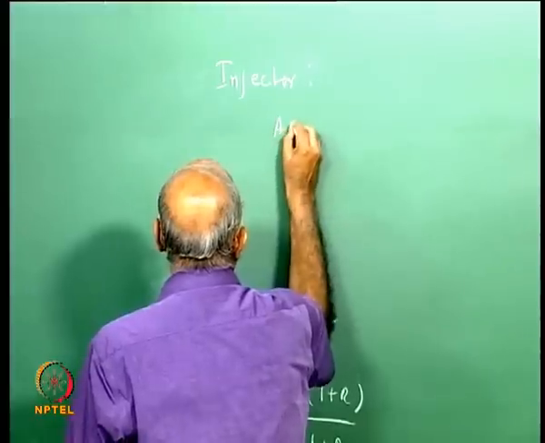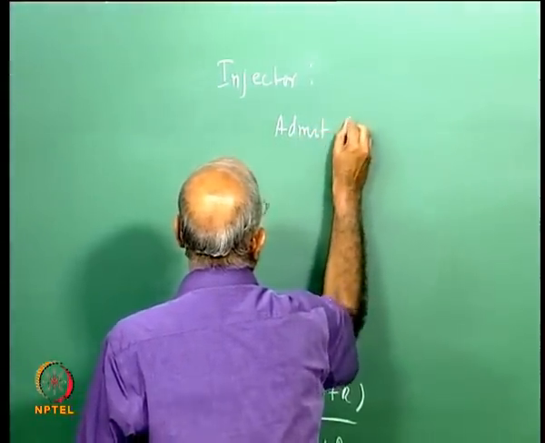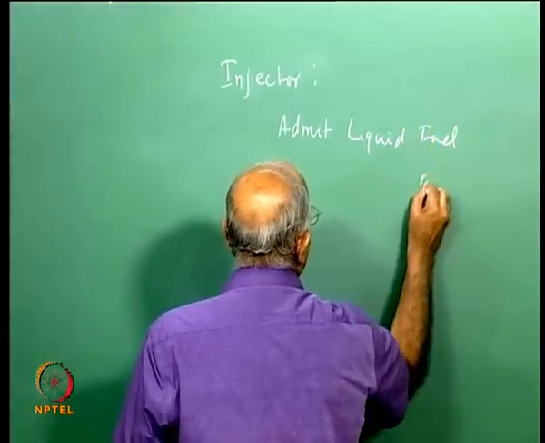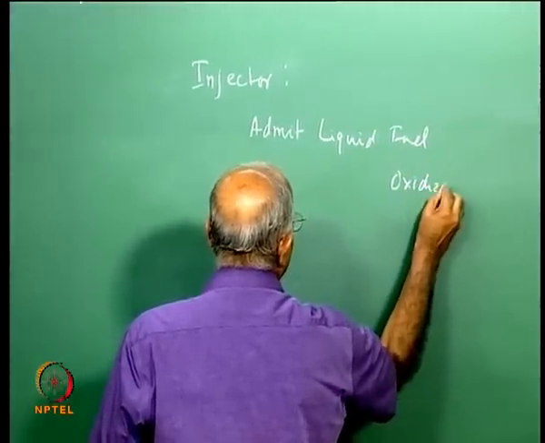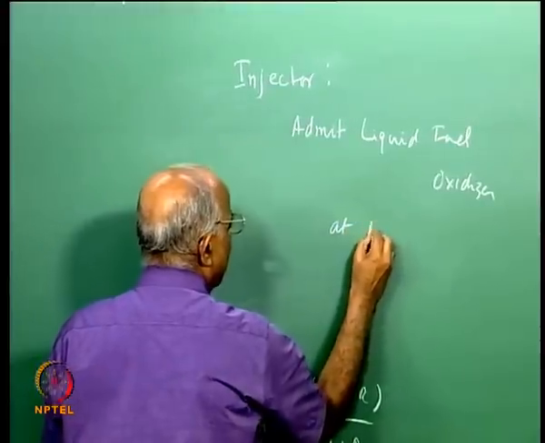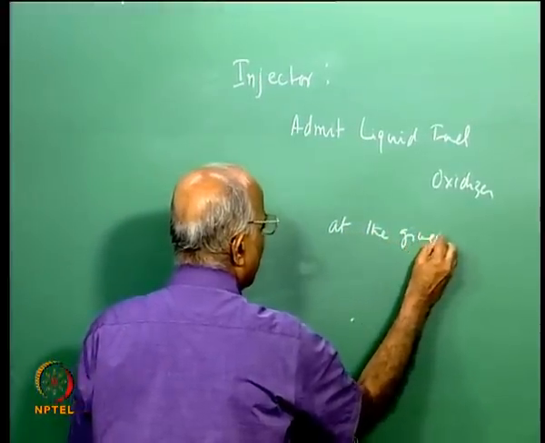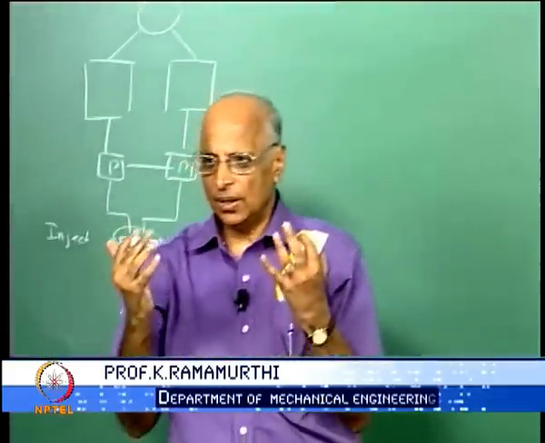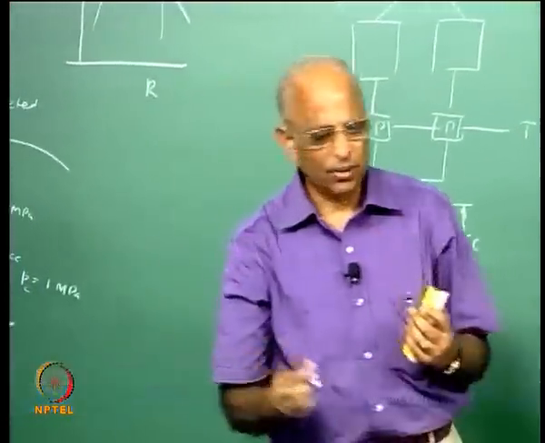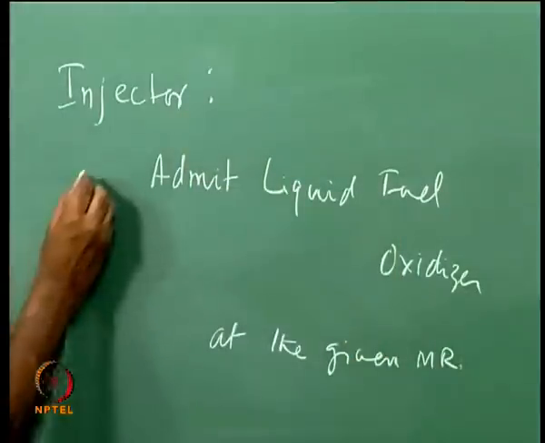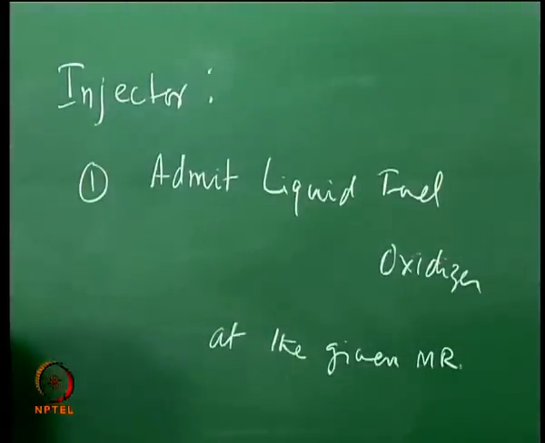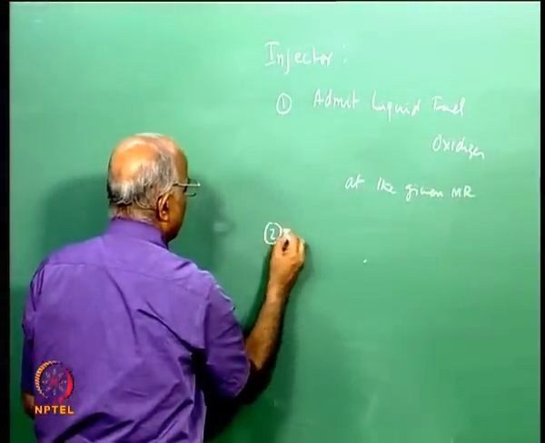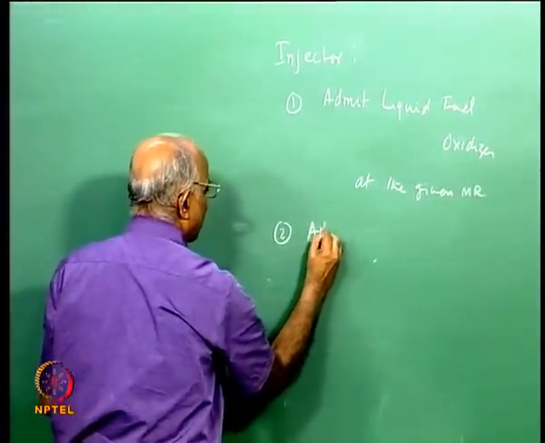that means it will admit the liquid fuel, liquid oxidizer, at the given mixture ratio. That means it must have some control of the mixture ratio, it must inject the required quantity of propellants into the chamber. Not only does it admit the liquid fuel at the given mixture ratio, it must also increase the surface area, or it must atomize.